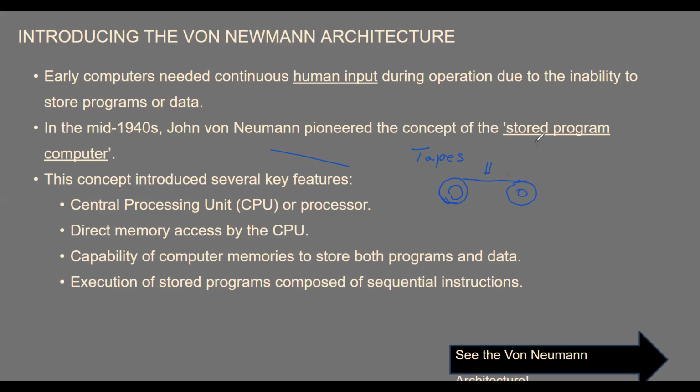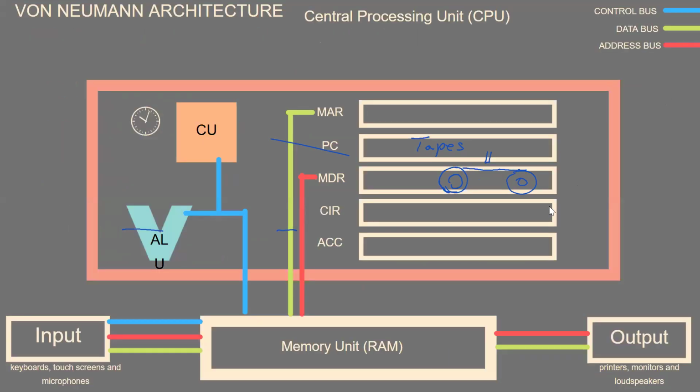So von Neumann came with a way that makes the CPU have direct access to the memory. That is one thing. And he added the capability of storing instructions and data inside the memory, and he allowed the execution of programs in a sequential manner. We will look into more details in the coming slides.